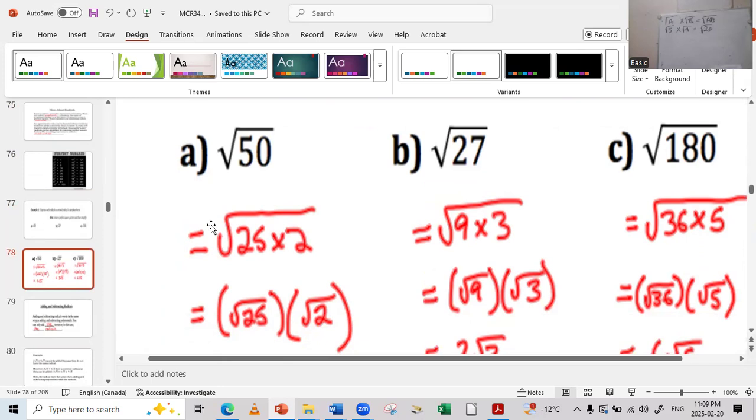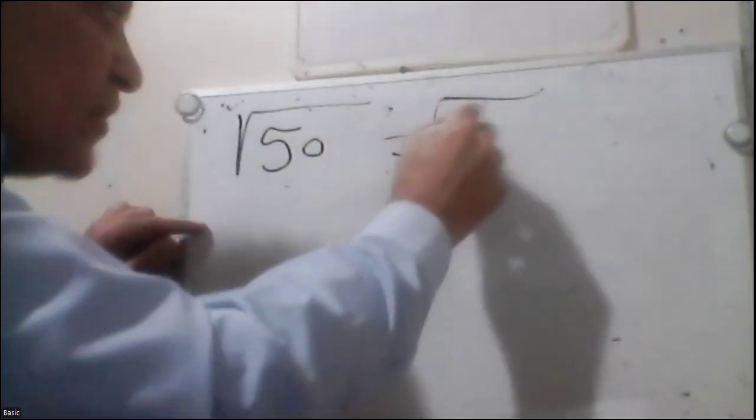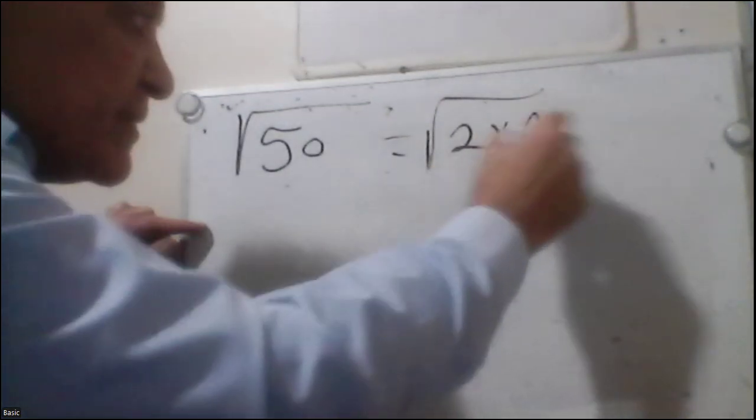Let me also show some other things regarding the radicals. Like if I say right now, here I have in front of you the root of 50, and the others are the same idea. So once I say the root of 50, if I say the root of 50, that means it's the root of 2 multiplied by 25.